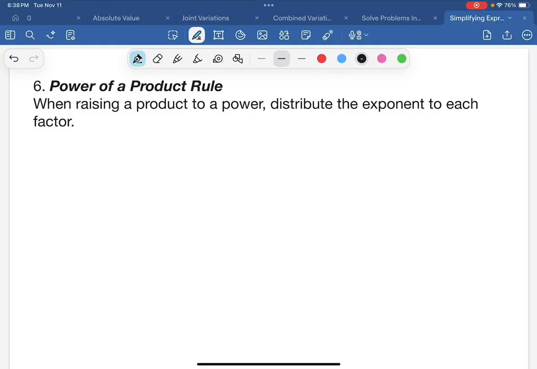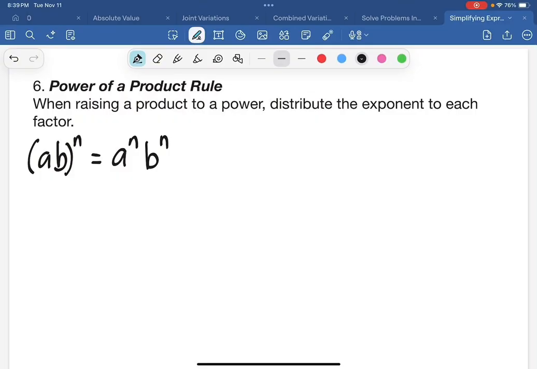Next, we have the power of a product rule. It is when raising a product to a power, distribute the exponent to each factor, or base. So we have here (ab) raised to n. So we distribute the exponent to each of the bases. So you have here a raised to n and b raised to n as well.